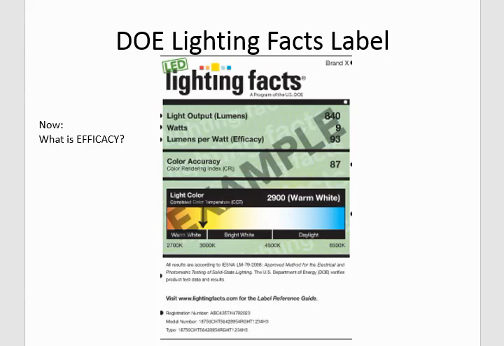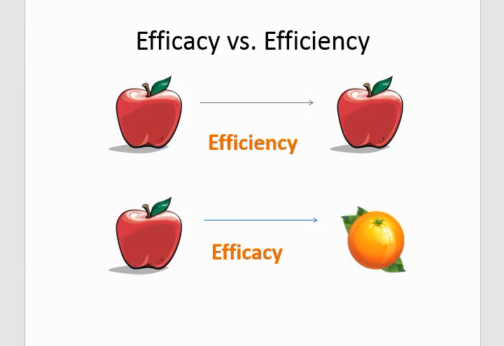So now that we've looked at lumen output, let's look at efficacy. This lamp has an efficacy of 93. We'll come back to that. Efficacy and efficiency are basically the same sort of thing, but with efficiency you're comparing apples to apples. If you are measuring the same unit out as is coming in, you're measuring efficiency. If you're measuring one thing out versus another thing in, you're measuring efficacy. For instance, miles per gallon.